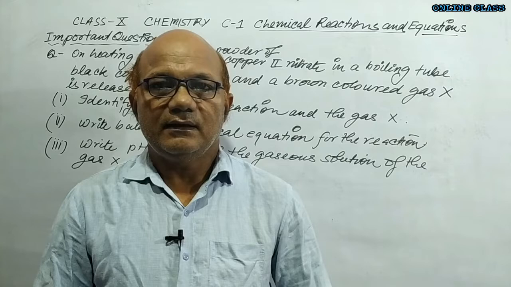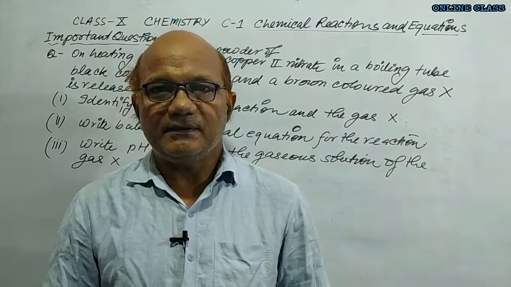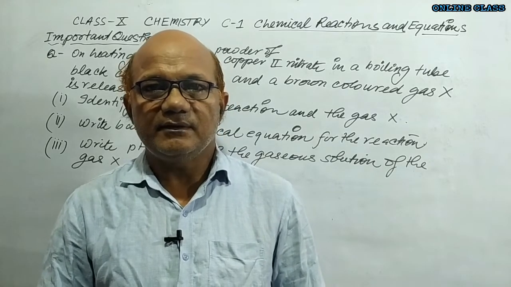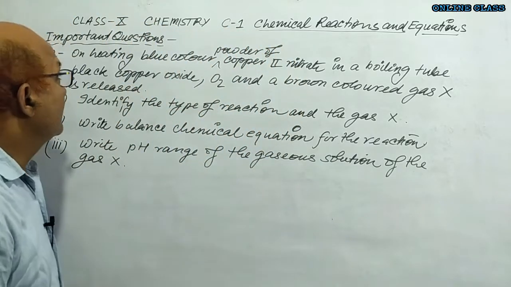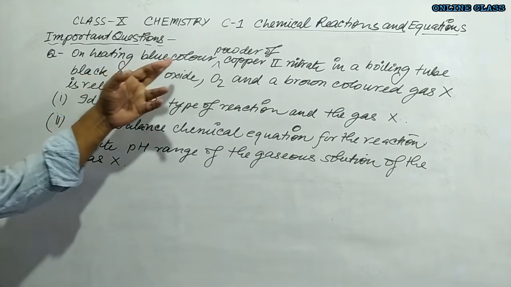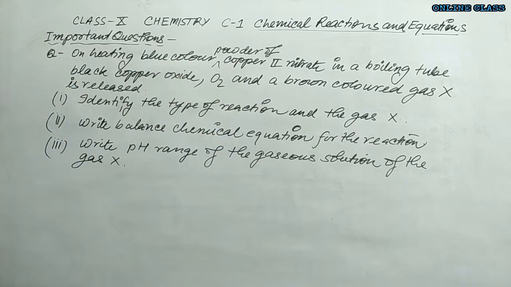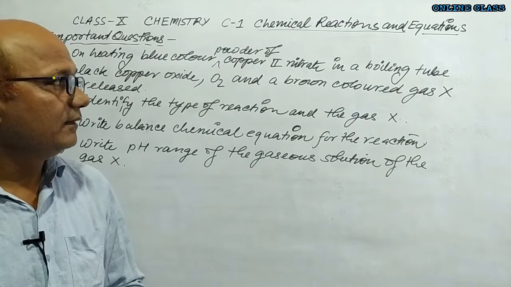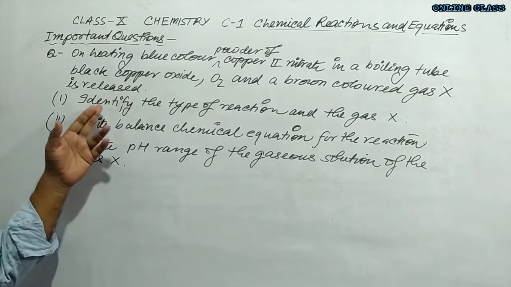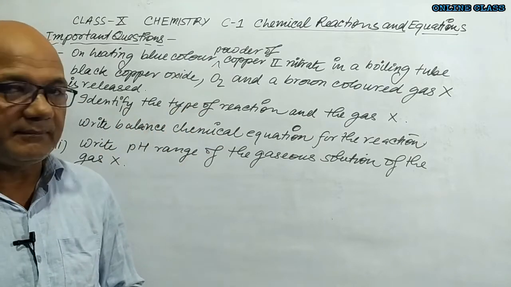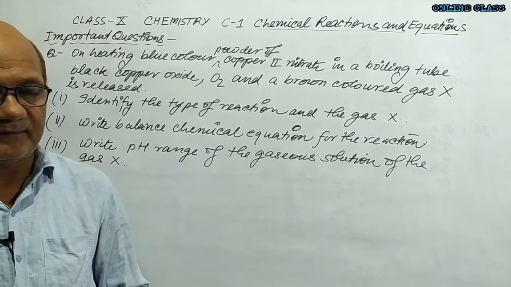Today I am going to discuss some important questions from the first chapter in chemistry, chemical reactions and equations. So let us see. The question is: on heating blue colored copper second nitrate in a boiling tube, black copper oxide, oxygen and brown colored gas X are released. Identify the type of chemical reaction and the brown colored gas X.